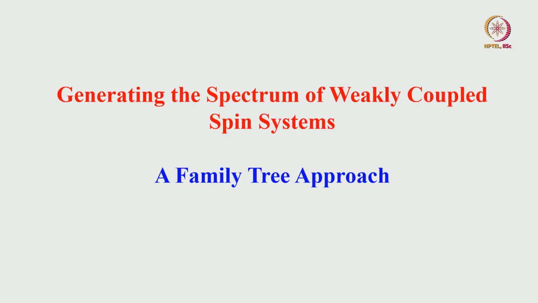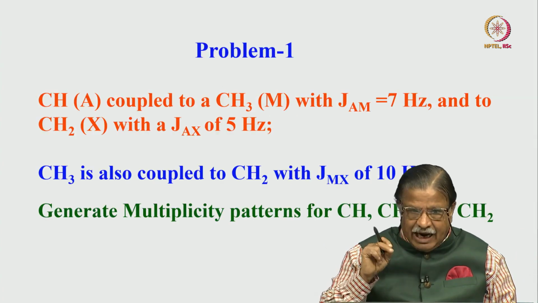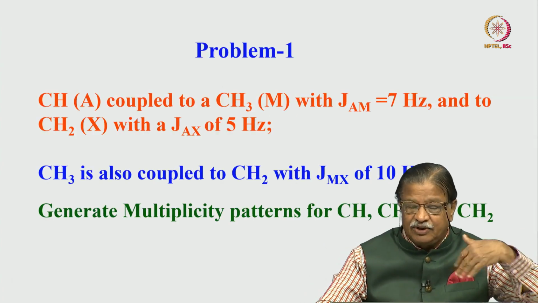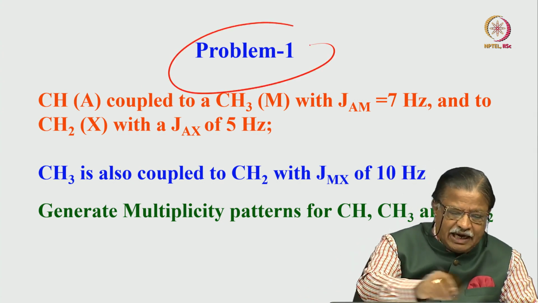With this, now we will go to the analysis of the 1D spectra of some molecules. First of all, we have to create what is called a family tree approach to generate the spectrum. You can simulate a spectrum by using a family tree approach. This is done only for the weakly coupled spin case, not for the strongly coupled case. I will give an example. We do not go into the detail of 1 or 2 examples we will give, and go to the real example. For example, I will take problem one.